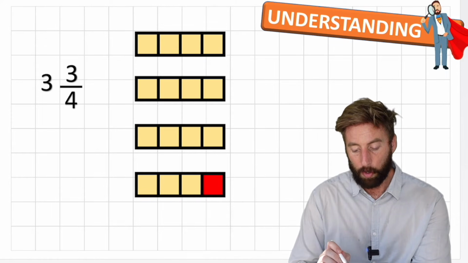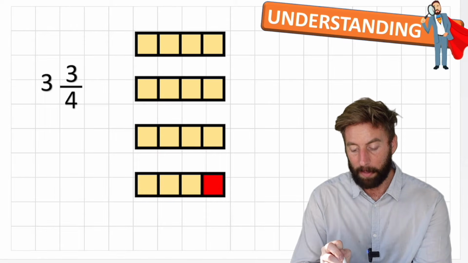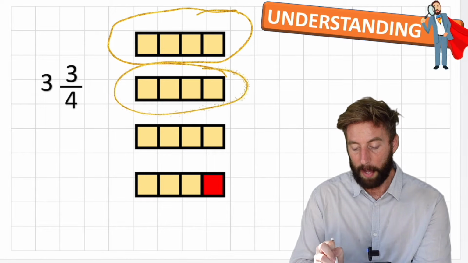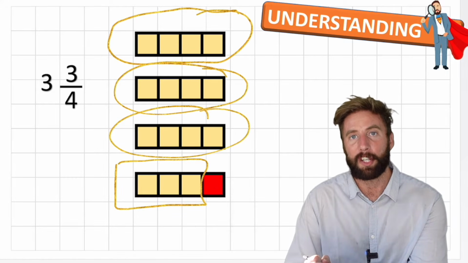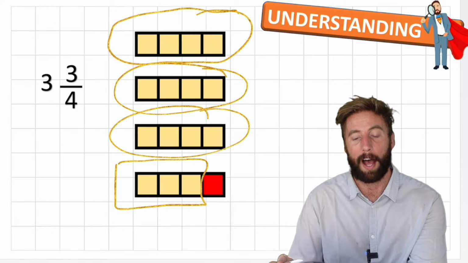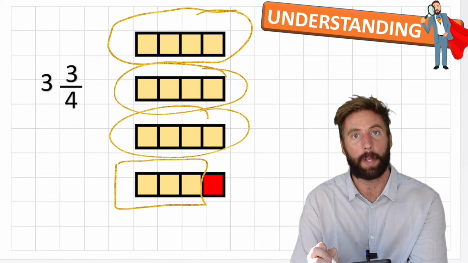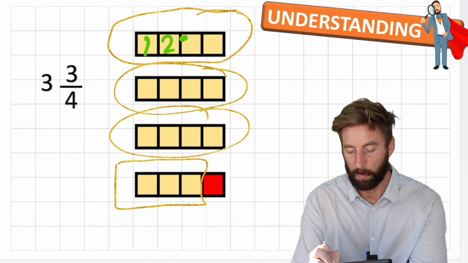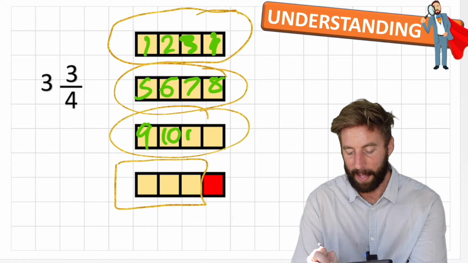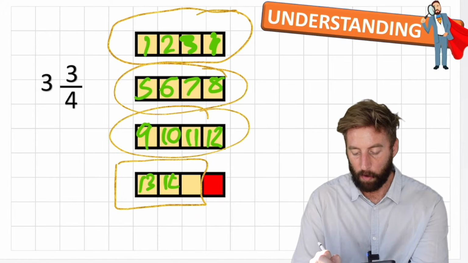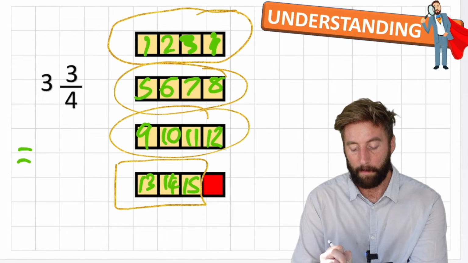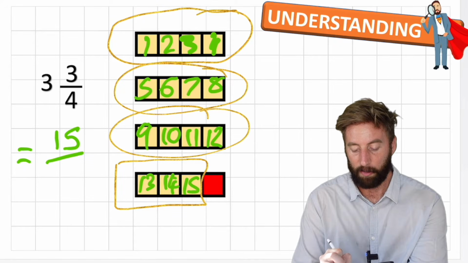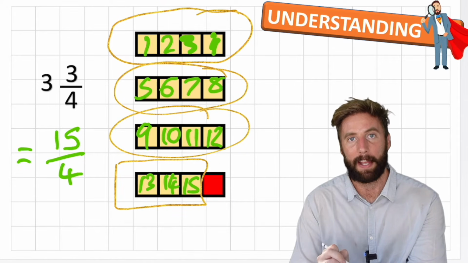So 3 3/4 can be represented in this bar model by having 3 wholes, and then 3/4 of another one. So then an improper fraction is basically asking how many quarters do you have, but without the mixed number. So we can see here that we have 1, 2, 3, 4, 5, 6, 7, 8, 9, 10, 11, 12, 13, 14 and 15. So therefore this would equal 15 fourths, and this would be the improper fraction.